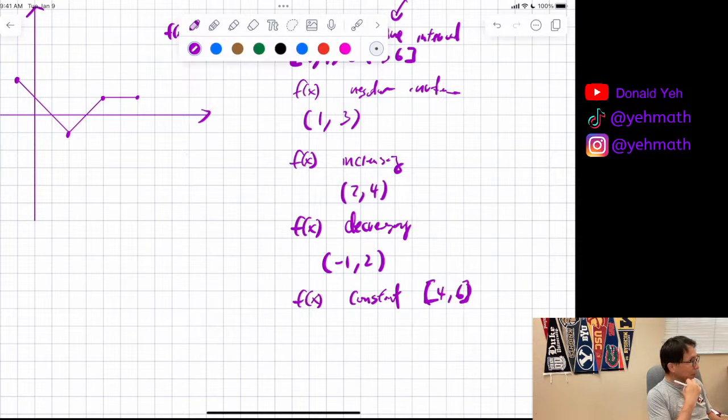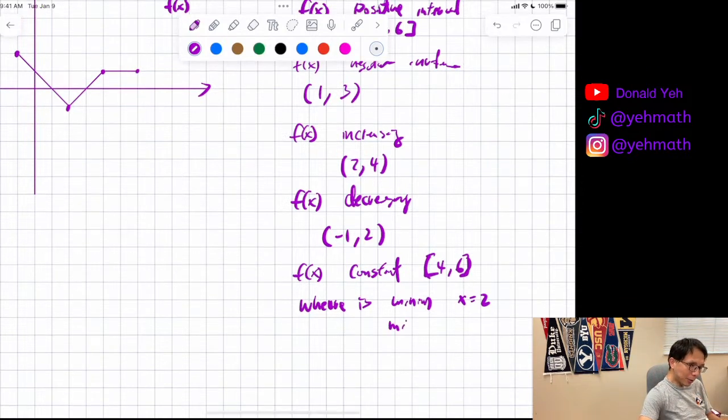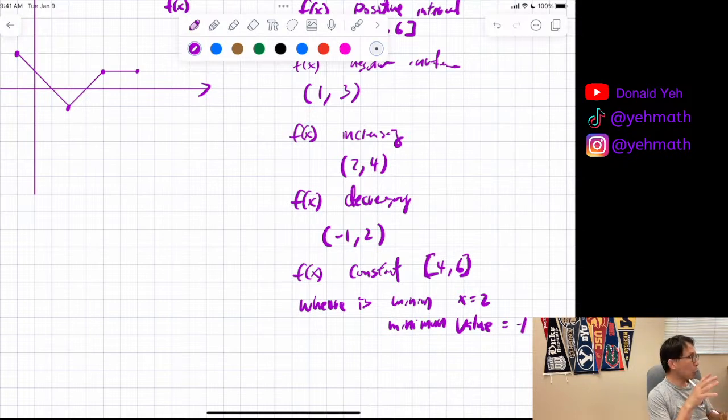Okay, what is minimum? Where's minimum? At x equal to 2. But if I would ask you minimum value, it's going to be -1. People don't understand the difference between where in x has a relative maximum or minimum. The minimum is gonna occur at x equal to 2. Now, if I were to ask you minimum value, then it's different.